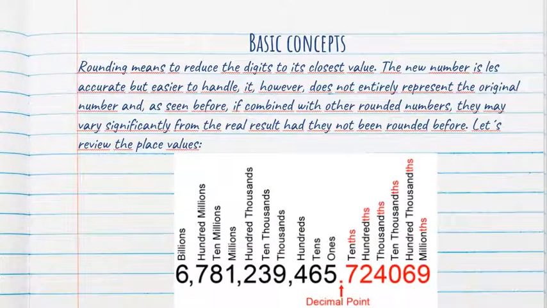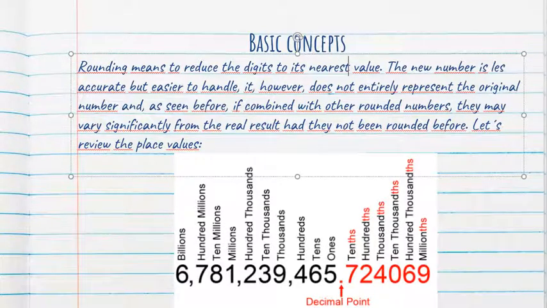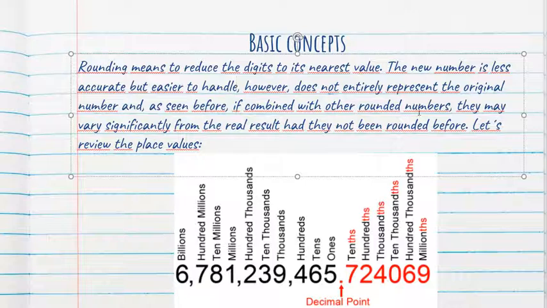Now, let's take a look into the basic concepts. Rounding means to reduce the digits to its closest value, okay? Let's put here nearest value. The new number is less accurate, but easier to handle. It, however, does not entirely represent the original number. And as seen before, if combined with other rounded numbers, they may vary significantly from the real result had they not been rounded before. Let's review the place values.